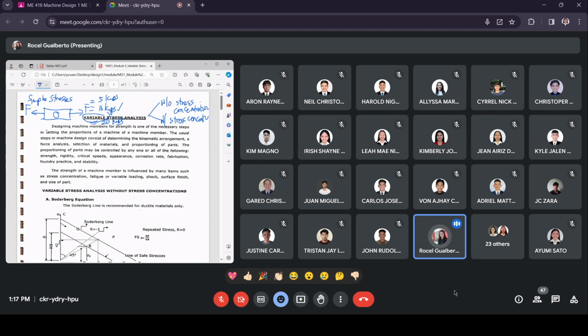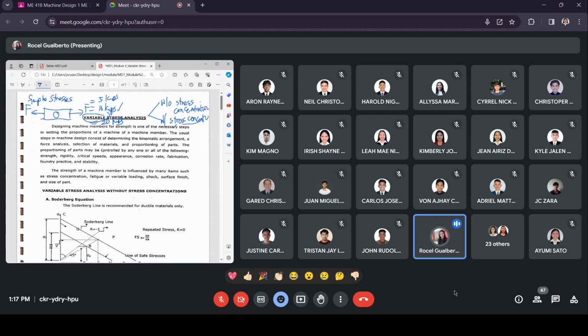So what we need to do in our design is to consider the stress raisers. In the computation of our machine member, the dimensions of the machine member should incorporate them. That is the one with stress concentration. So we will be having our design based on these two, without and with stress concentration. But both are variable stresses.